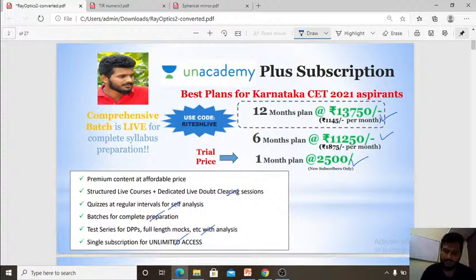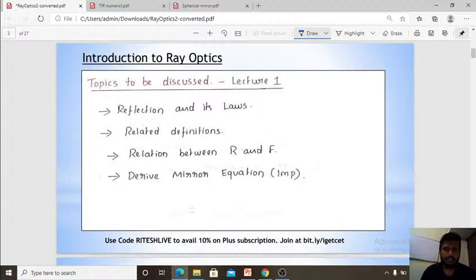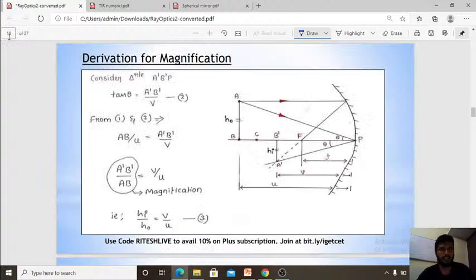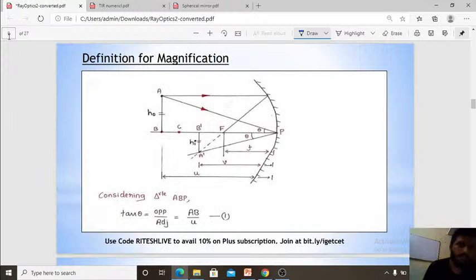Okay, yes, this is our first lecture. We had all the concepts, so I will directly go for the things. Refraction. But before refraction, this is the magnification. Okay, done. We were in the magnification.